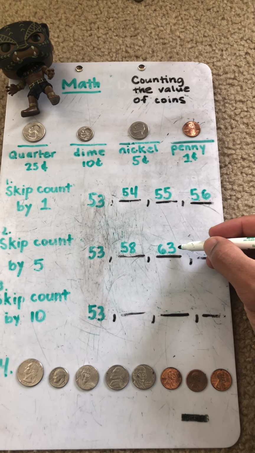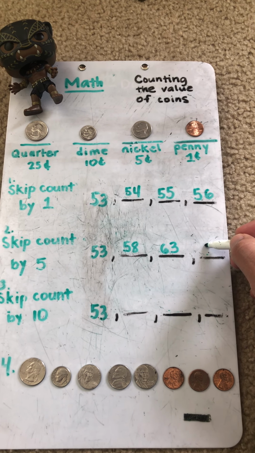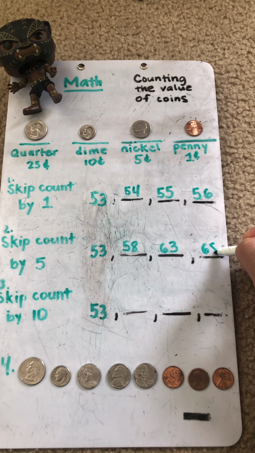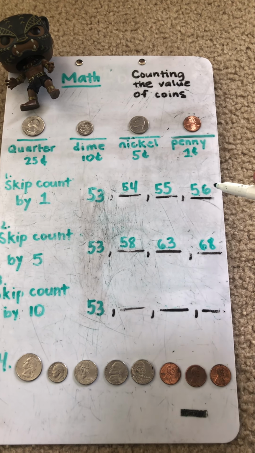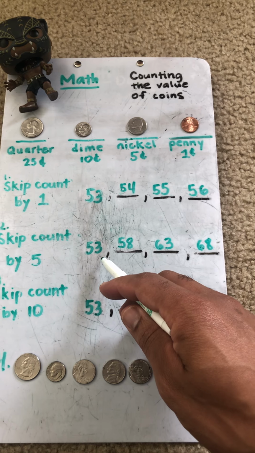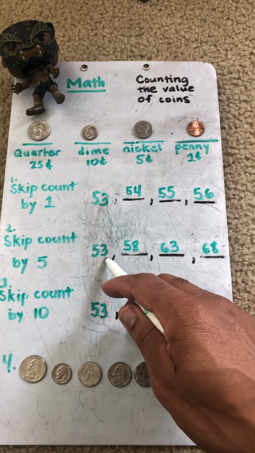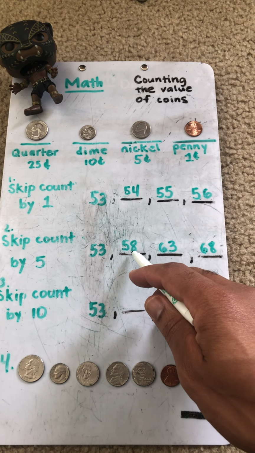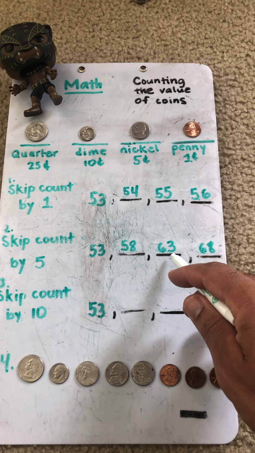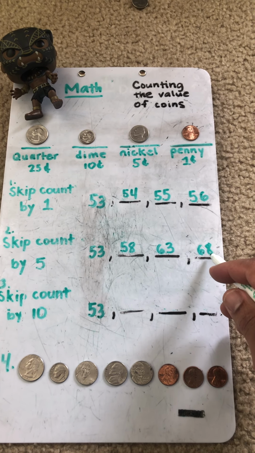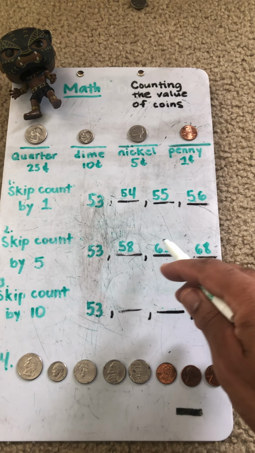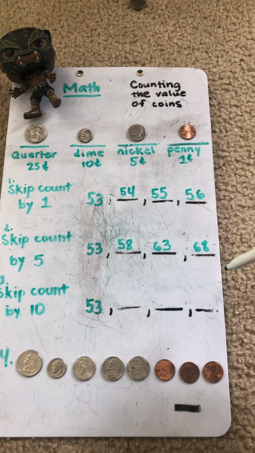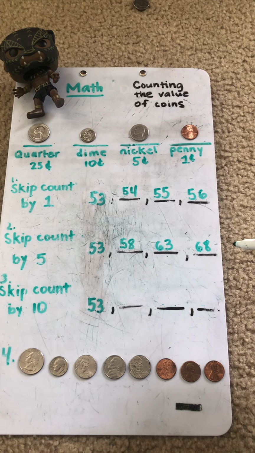I'll add 5 again. Hey, I've got 3 and 5 again. 68. And as I'm looking at patterns, this is an interesting one to see. I had 53, 58, 63, 68. By using my patterns, I might see some numbers starting to repeat. It's kind of what patterns are all about.